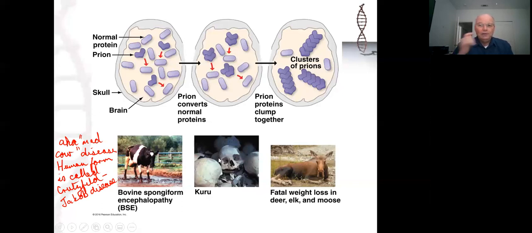Another condition that was found primarily in New Guinea amongst the cannibals of New Guinea is a condition called kuru, and you can see the spelling here again. This was passed from generation to generation because amongst the cannibals, it was considered to be a sign of respect to eat the brain of your dead relative.